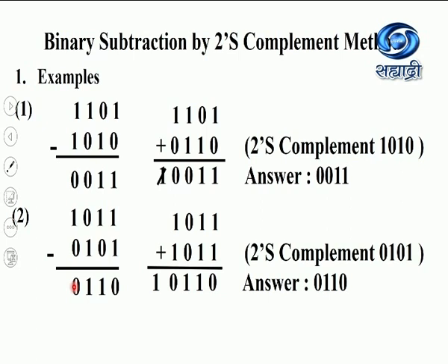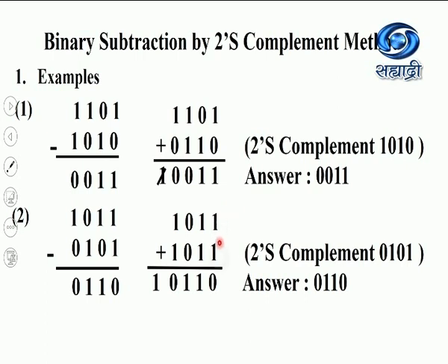Here the first number is 1011. The second number's 2's complement we are going to take. The second number is 0101. Its 2's complement is 1011. In the 2's complement method, the first number, 1011, we are going to add with the second number's 2's complement, that is 1011.